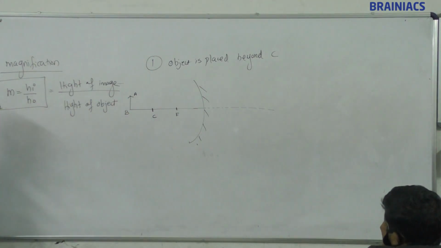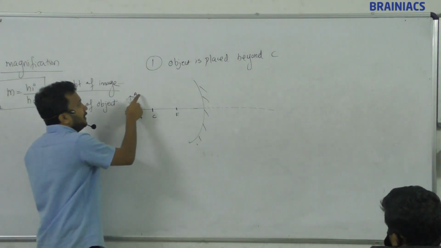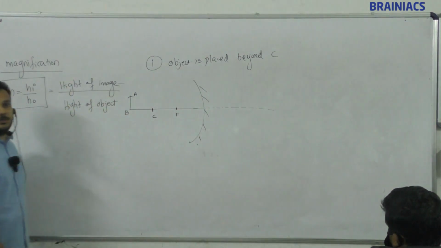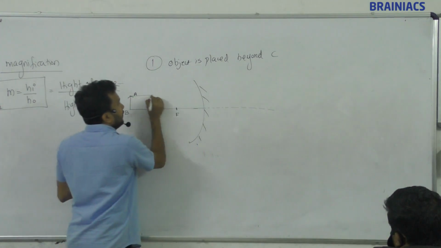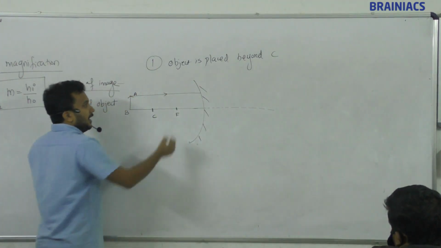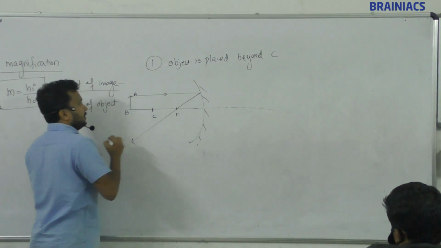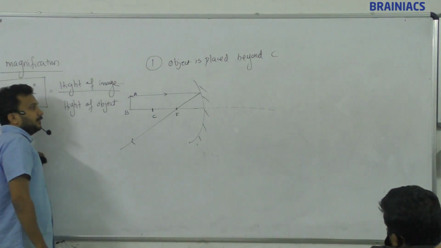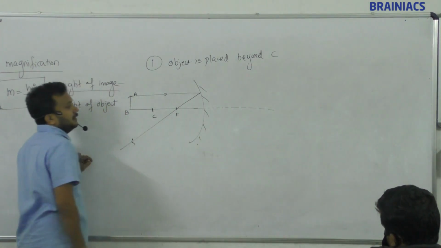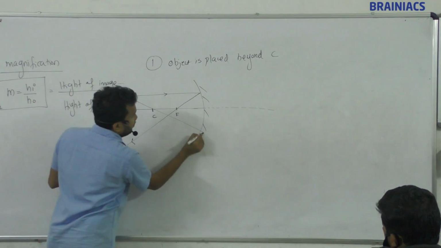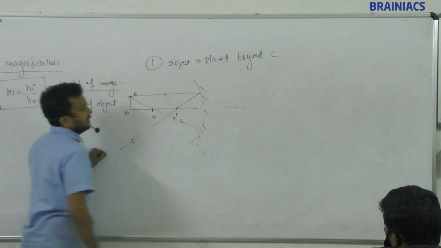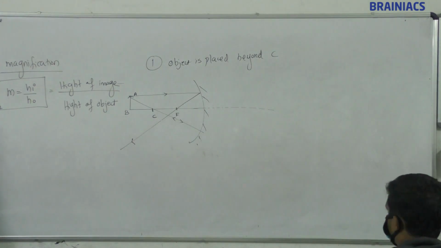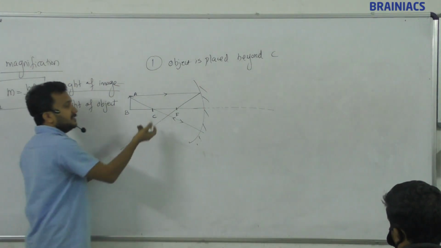You can apply any rule so that you get two lines. What rules can you apply? If a ray is coming parallel to the principal axis, after reflection it is passing through the focus. That is one point. Second, if a ray is coming through the center of curvature, it will retrace back. So the two rays meet between C and F, and this is the image.